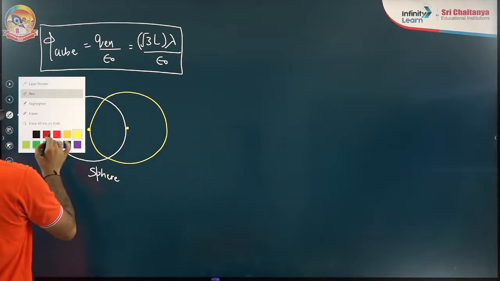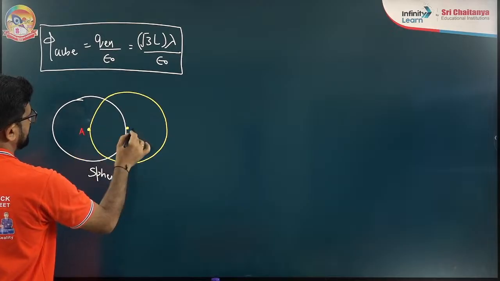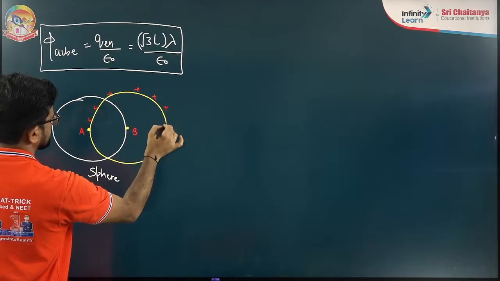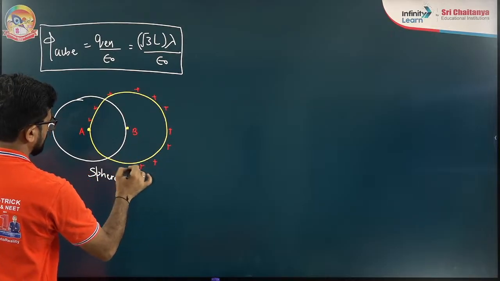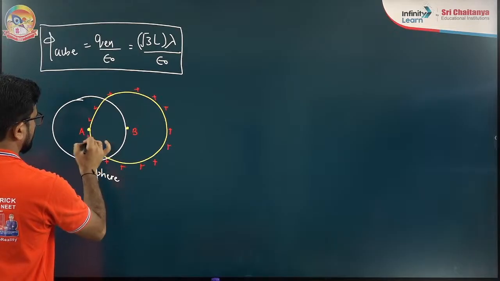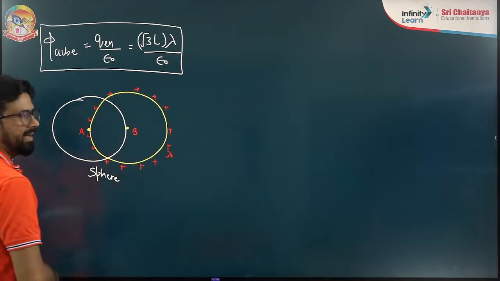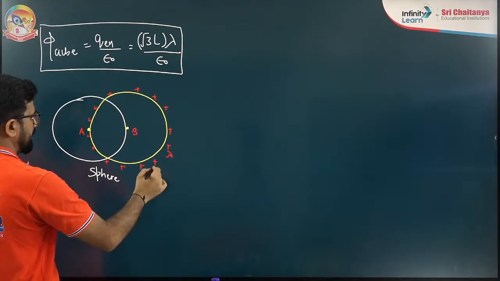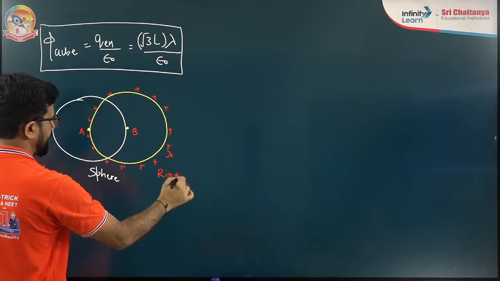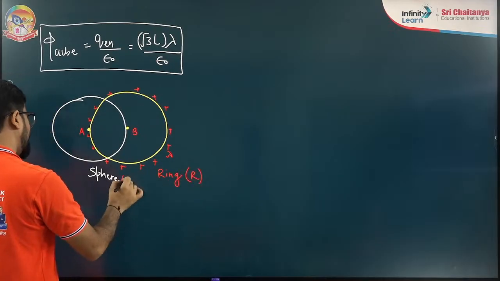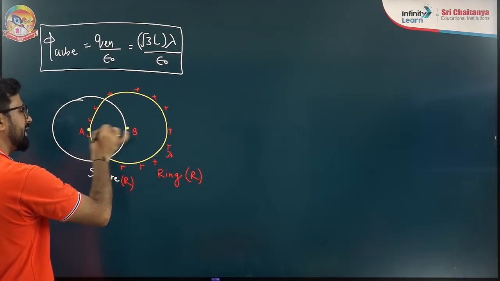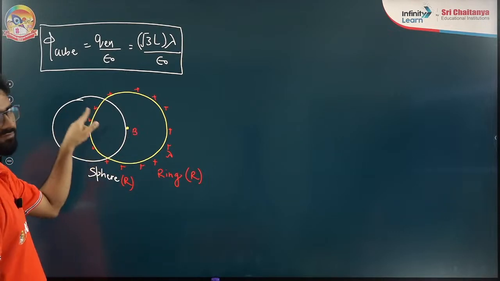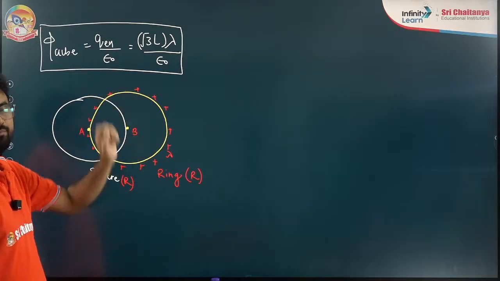I'm writing it. Suppose this is point A, this is point B. This is a ring charge, beta, with linear charge density lambda. And I'm telling you very clearly, it's a ring. Its radius is R and the sphere radius is also R. So you can see A and B are nothing else but centers. A is the center of the sphere and B is the center of this ring.